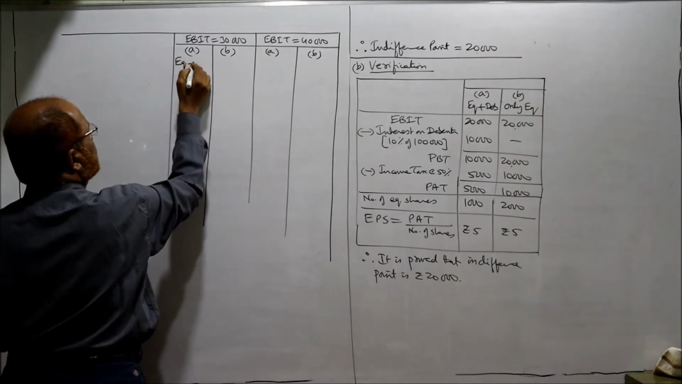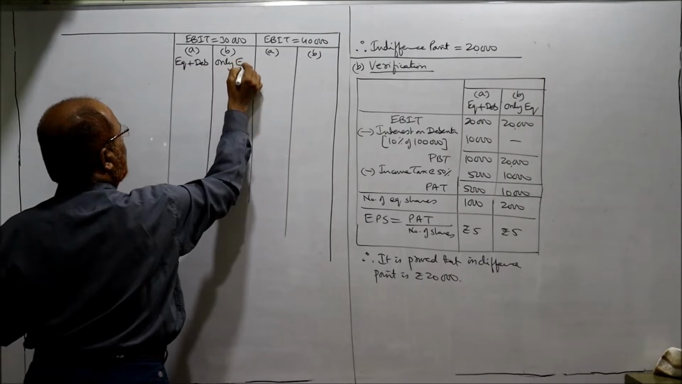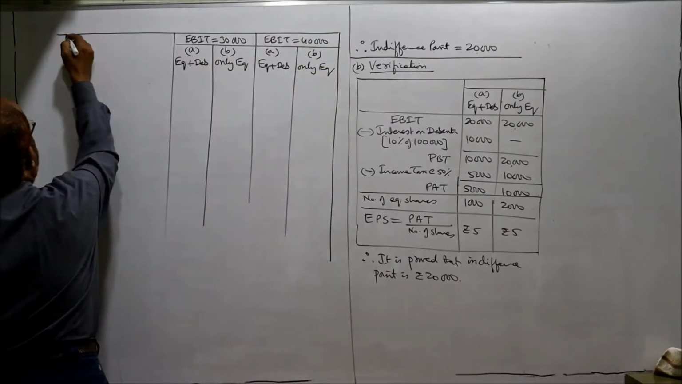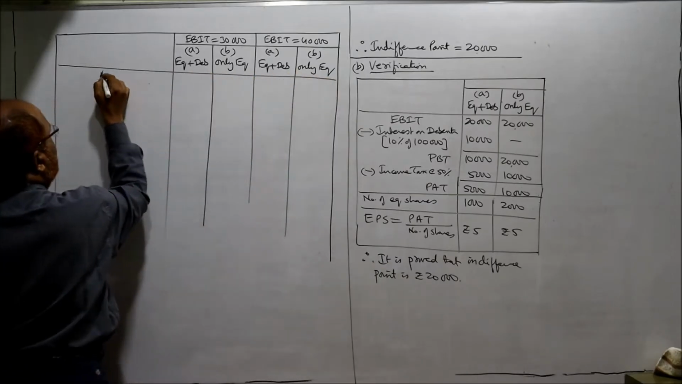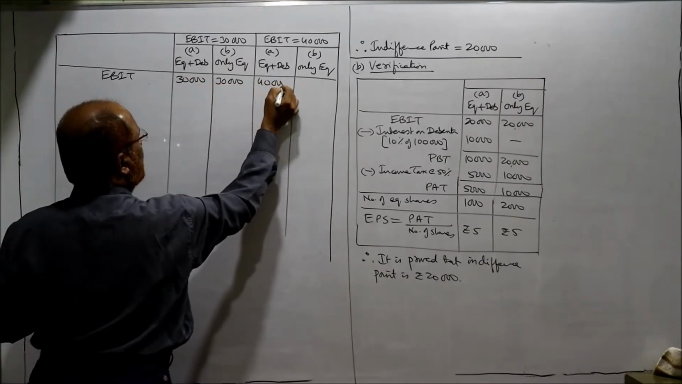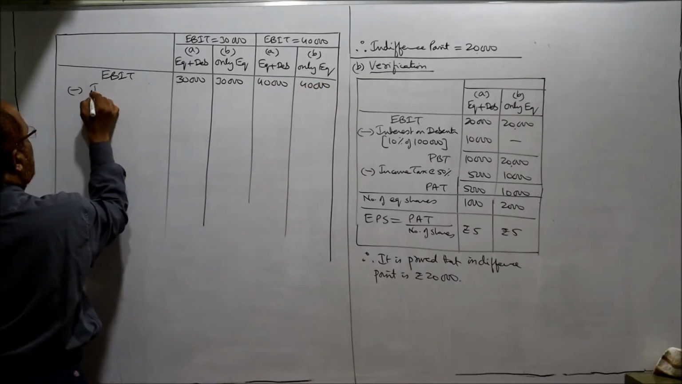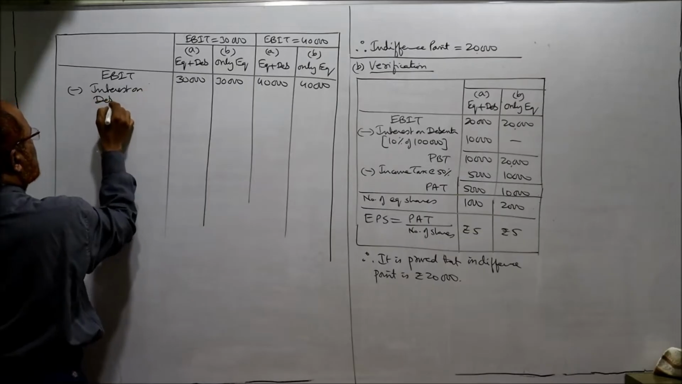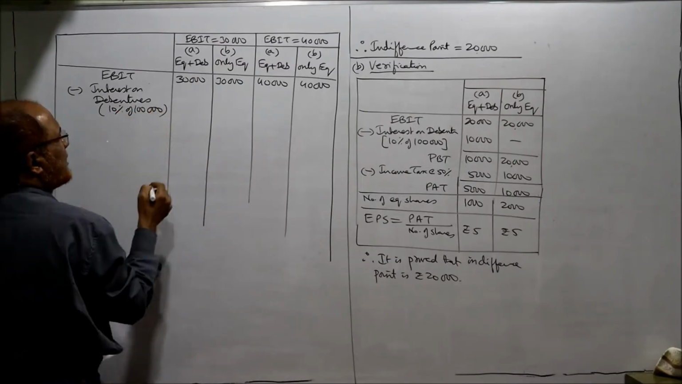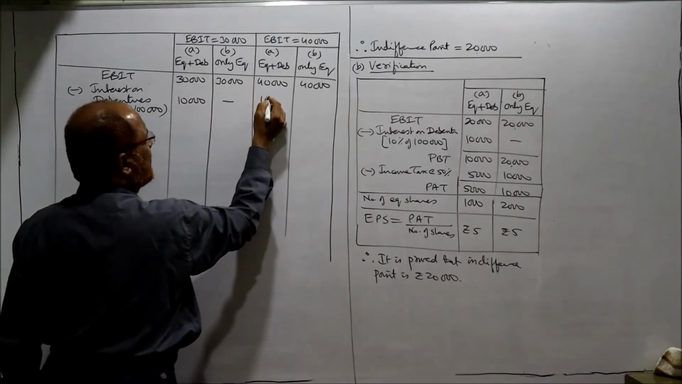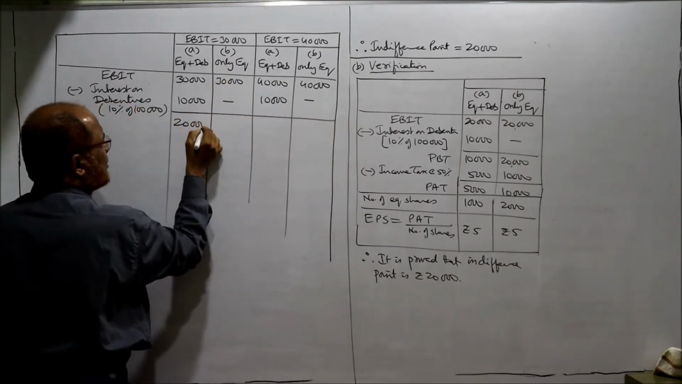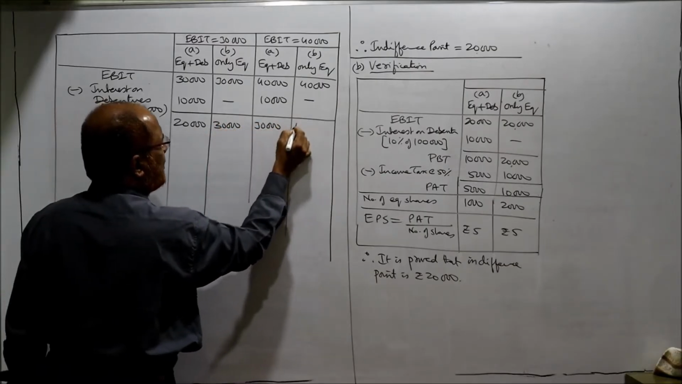A plan equity plus debenture. B plan only equity. Here also equity plus debenture. Here only equity. EBIT. So we are taking EBIT 30,000. Here we take EBIT 40,000. Less interest on debentures. Interest on debenture is 10% of 1 lakh. It comes to 10,000. Now here I take 10,000 dash. Here 10,000 dash. जहाँ डिबेंचर है वहाँ पर इंटरेस्ट, जहाँ डिबेंचर नहीं है वहाँ पर इंटरेस्ट नहीं आता. तो इट इज 20,000, here 30,000, here 30,000, here 40,000.